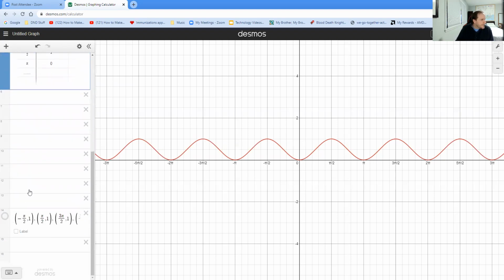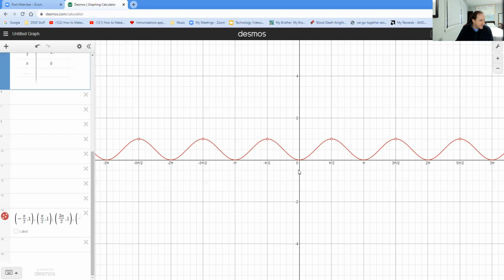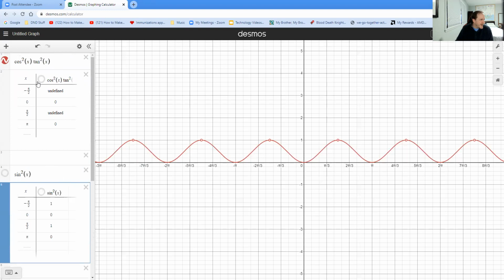Now, if you just graph it, it looks fine. It looks completely continuous, but I've added holes because we know they ought to be there. And just to prove that, I made a table that shows you that at -pi/2, this function is undefined.